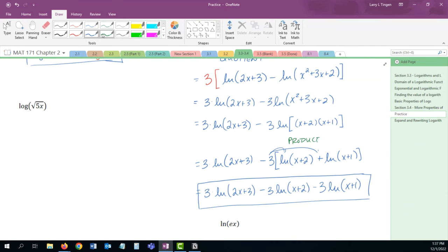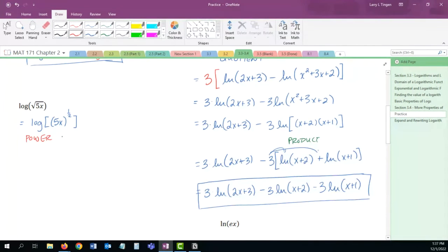So let's keep going. Over here on the left, I have the log of the square root of 5x. Right? Last time we had this, we had a power where I had 2 things multiplied and the power only applied to one of them. In this case, that's not it, because the square root of 5x is the same thing as 5x to the 1/2 power.